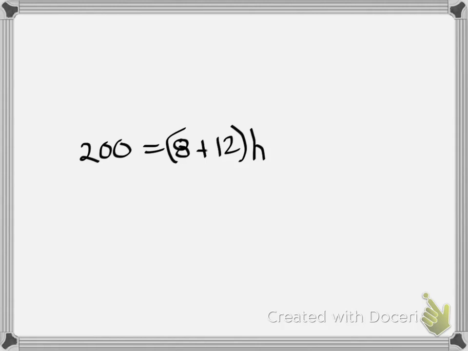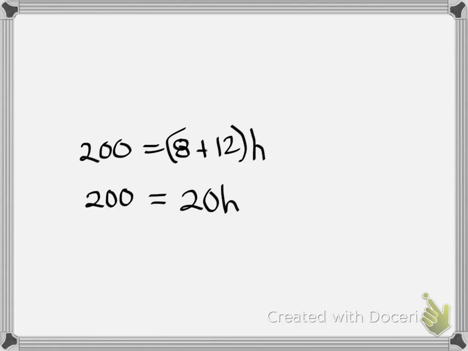Nice. Now, what could I do inside that bracket? We probably could have done this a long time ago. What's 8 plus 12? Luke? 20. Nicely done. So I have 20 times H equals 200. And we're almost there, folks.